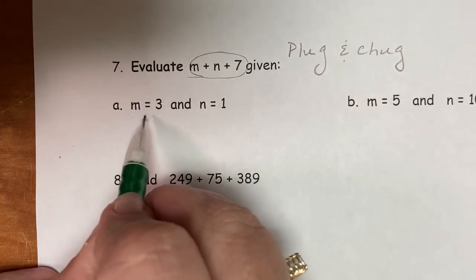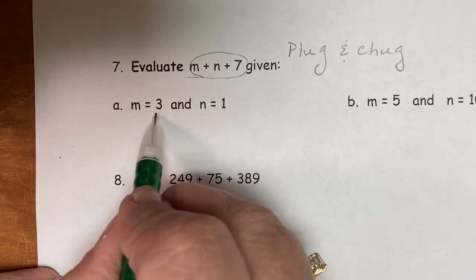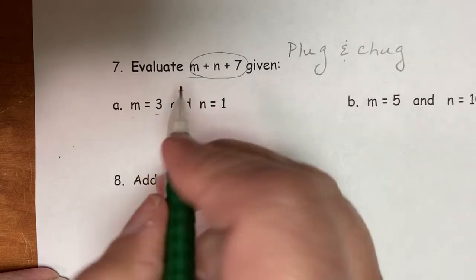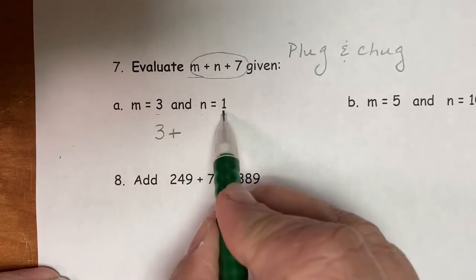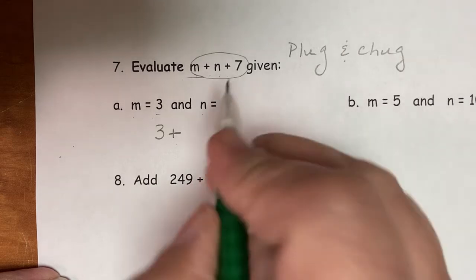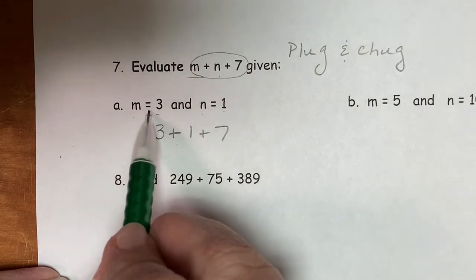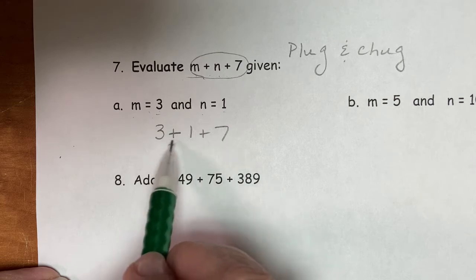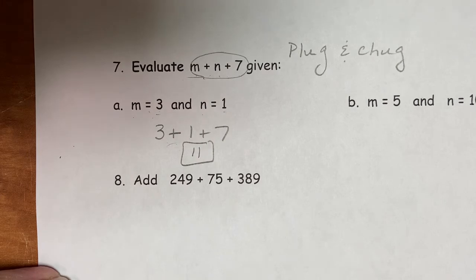For A, we are told that M is 3 and N is 1. The first thing we're going to do is I'm going to go up to this expression. I'm going to plug in the values they give me. So they tell me that M is 3. So instead of an M, I'm going to write a 3. Plus, they tell me that N is 1. So instead of an N, I'm going to write a 1. So I've plugged in the values for the variables. And now I'm just going to chug out the answer. 3 plus 1 is 4, plus 7 is 11. Plug and chug.